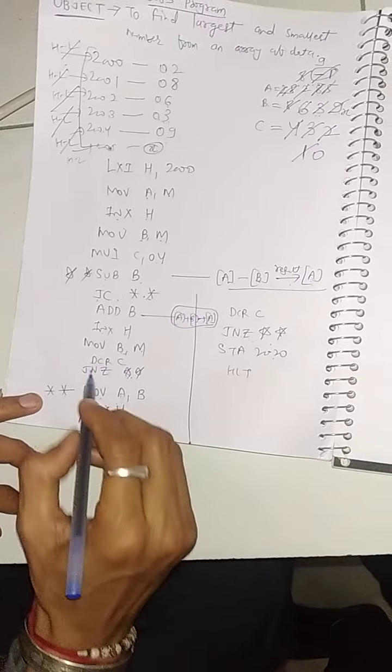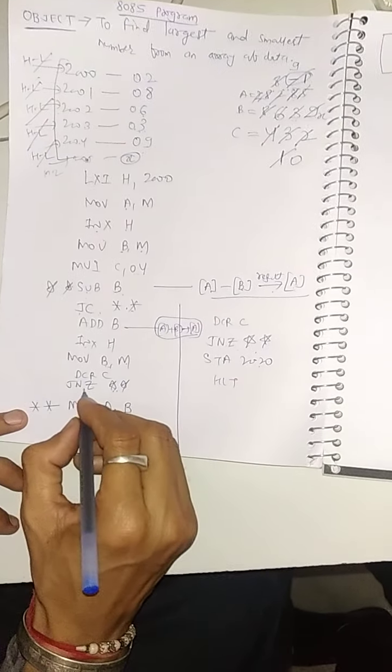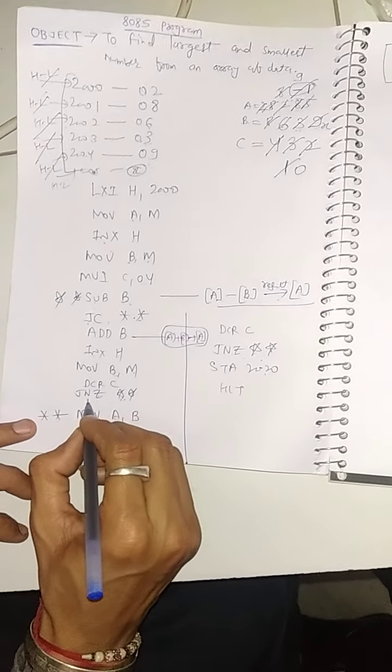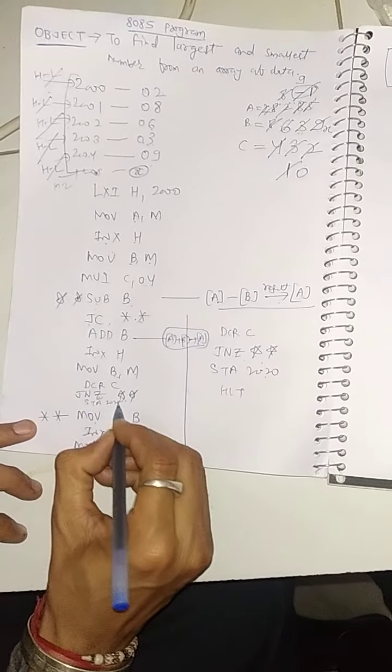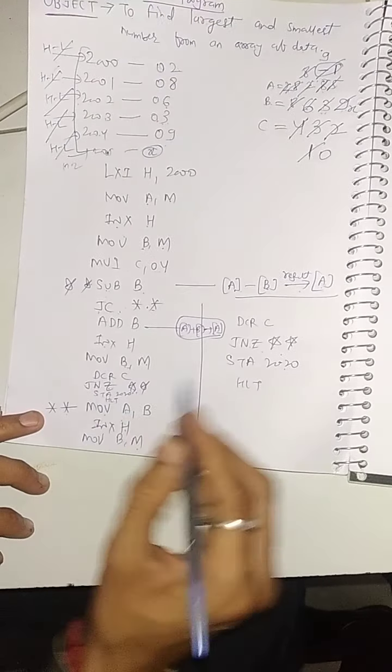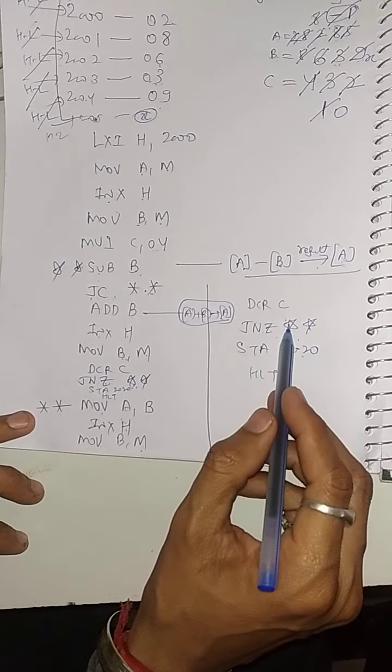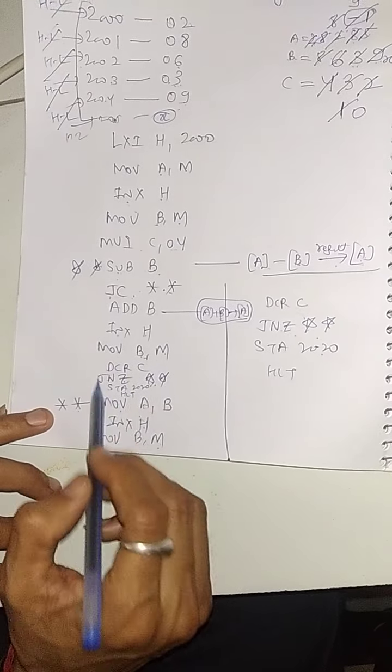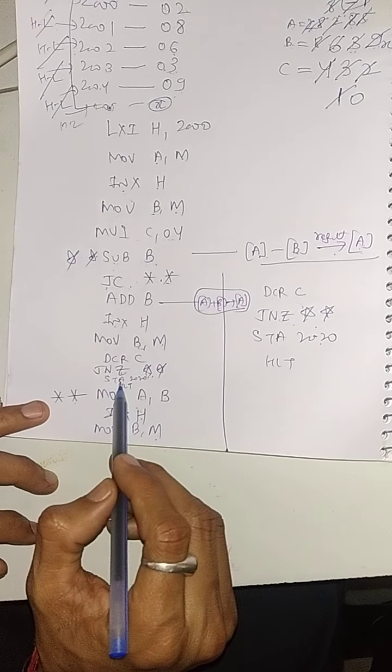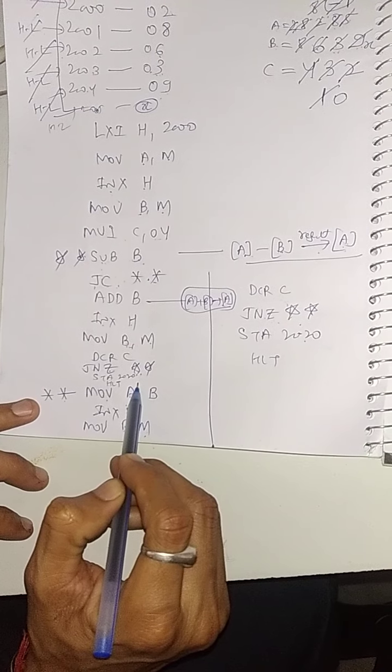Okay. And one more correction here. After this jump if not 0, we also write down STA 2020 and HLT. So if the result does not come from these locations, definitely it will come from these locations. So definitely the content of the accumulator will be held by 2020.